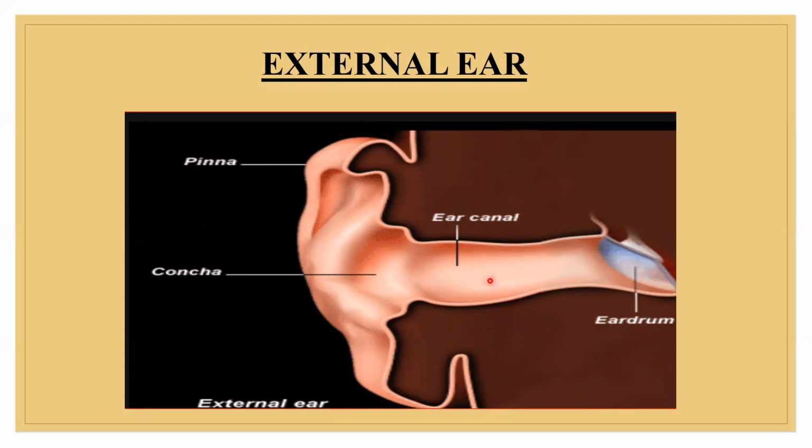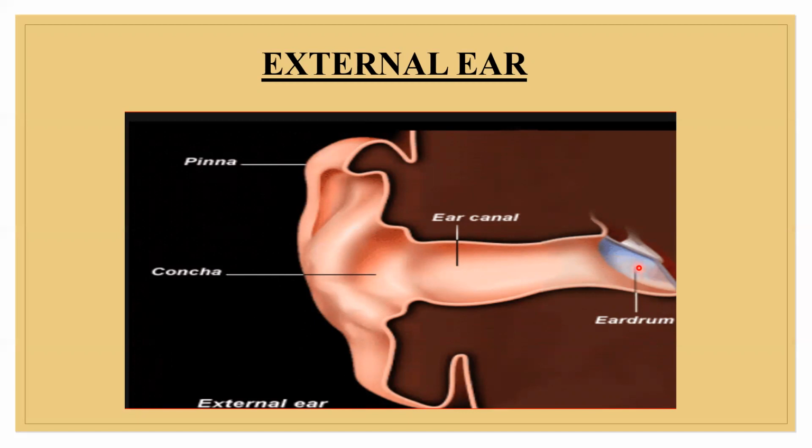In addition to this, wax and hair also help to maintain the temperature and dampness of the auditory canal. Dampness means moisture of the auditory canal. The auditory canal ends in the eardrum. This is the eardrum or tympanum.